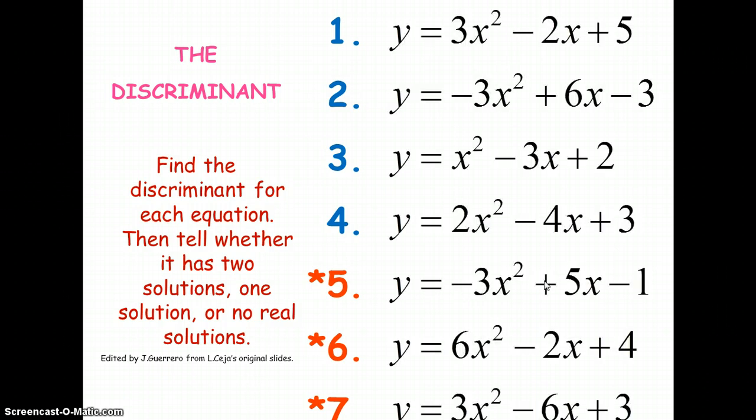On your notes, go ahead and complete these 7 problems. You will be finding the discriminant for each equation and telling whether it has 2 solutions, 1 solution, or no real solutions. Okay. Thanks, guys. Press pause.